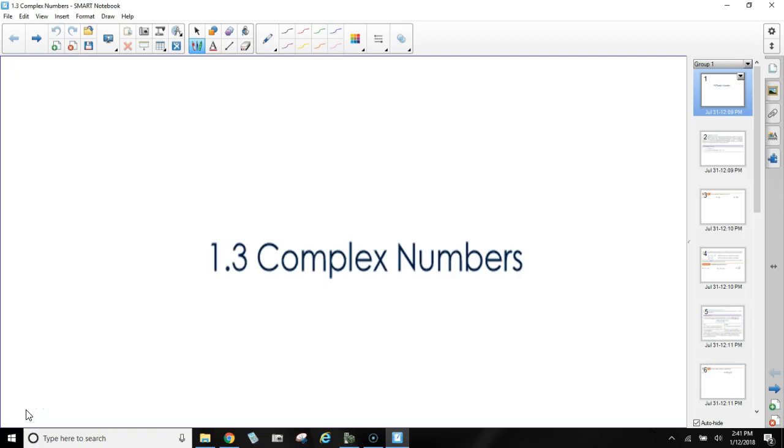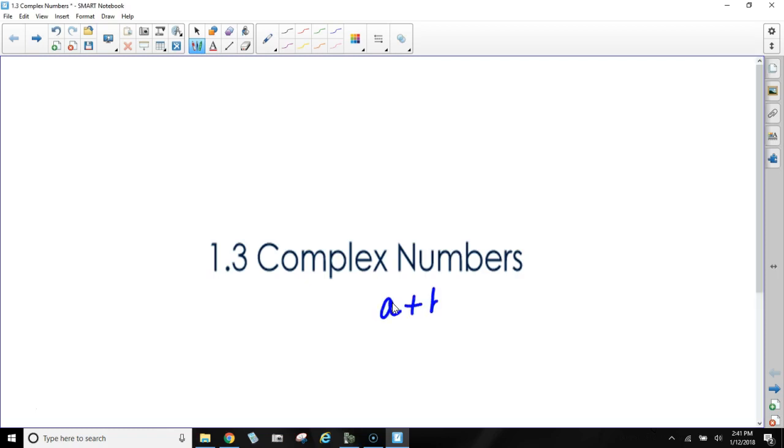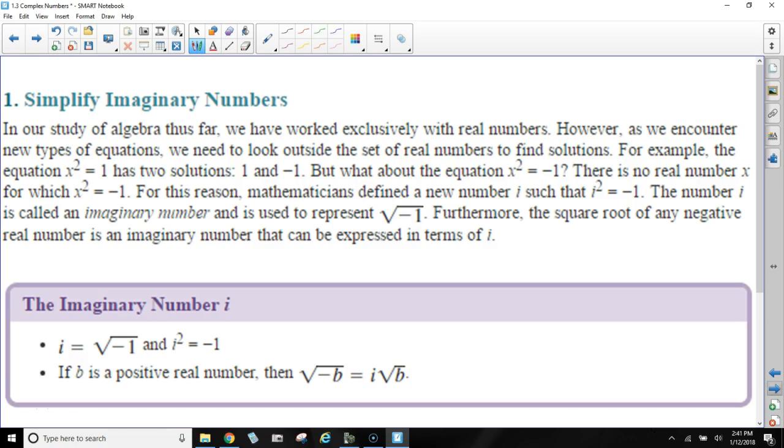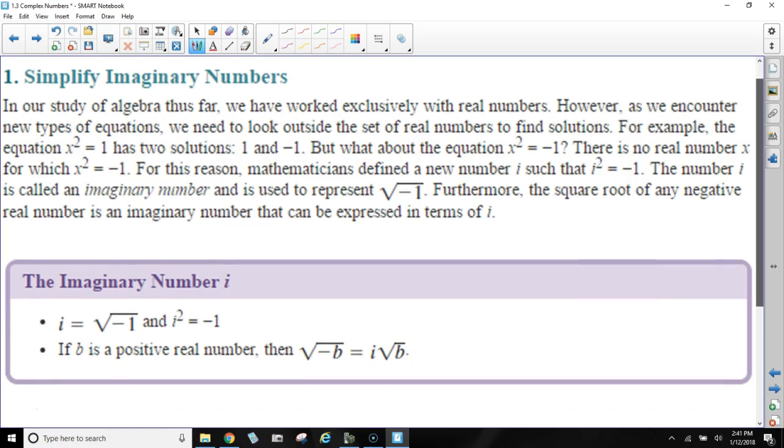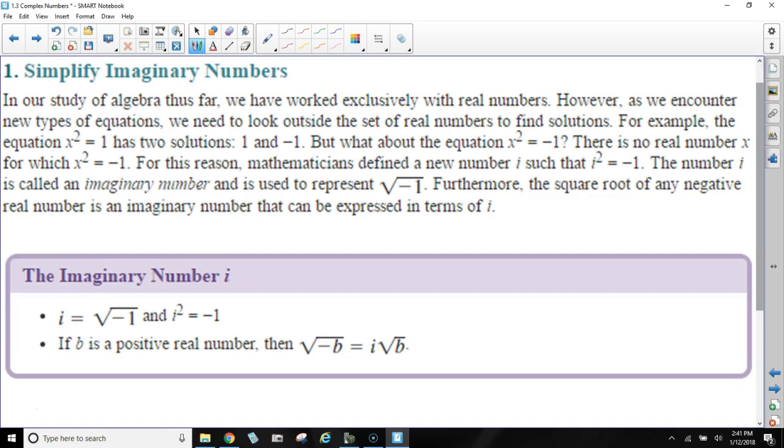In section 1.3, we are going to be looking at complex numbers. To begin, a complex number is any number that can be written in the form a plus bi. That is what we consider to be a complex number. We first of all need to talk about the bi part of this, the imaginary numbers.